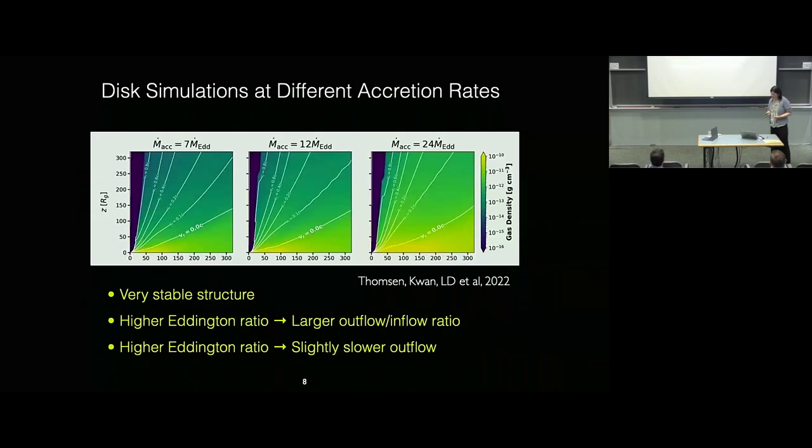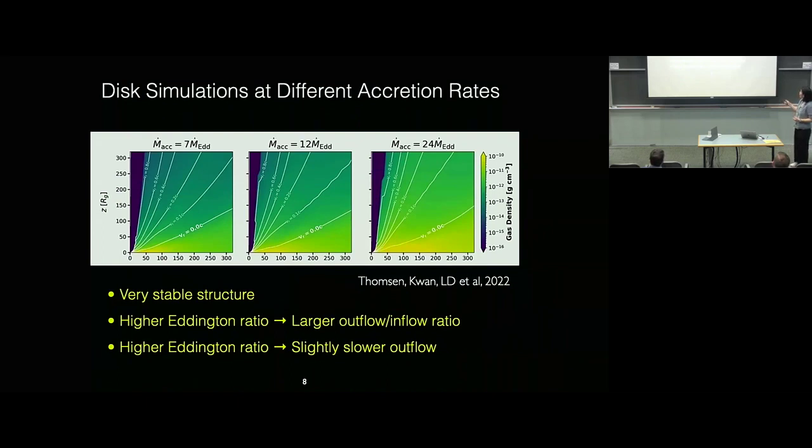Okay, so back to the super Eddington accretion simulations themselves. Here we show the vertical structure of the accretion flow at different accretion rates. As you can see, the structure stays very stable despite the Eddington ratios varying from a few to a few tens of Eddington accretion rates.